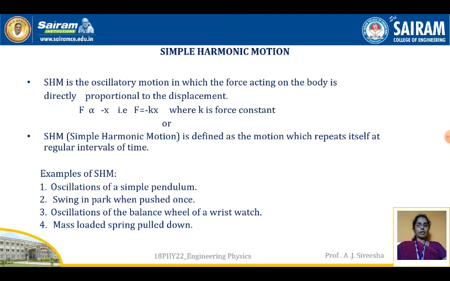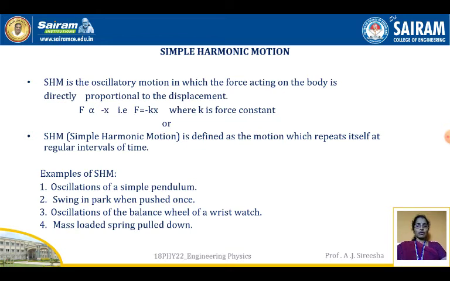Examples of simple harmonic motion: oscillations of a simple pendulum, a swing in a park when pushed once, oscillations of a balance wheel of a wristwatch, and a mass loaded spring when it is pulled down. The oscillations of a simple pendulum can be treated as simple harmonic oscillations. When the bob is tied to a thread and you give a small displacement by applying a force, it is set into oscillations. These oscillations are called simple harmonic motions.